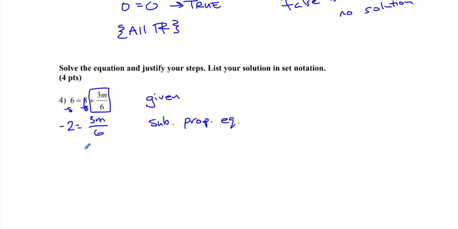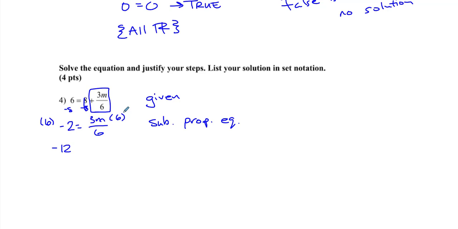Now that I'm down to 2 terms, I want to get rid of this fraction. Right now, 3m is being divided by 6. Opposite of divided by 6 is multiply by 6. So I'm going to multiply both sides. 6 times negative 2 is negative 12.